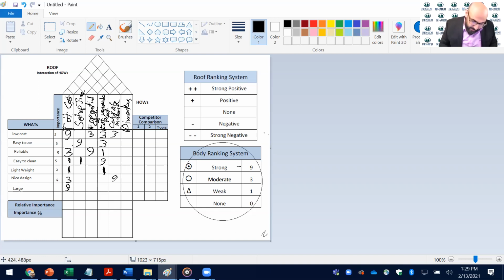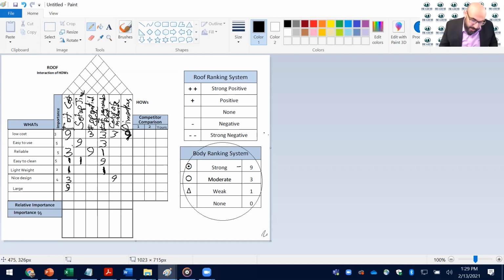Color of exterior material and large, there's no relationship, so you leave it blank. Dimensions and low cost, there could be a relationship, whether 9 or 3. Dimensions and low cost, that would be a strong relationship, I guess there would be a 9 here, so I'm going to make it a 9.